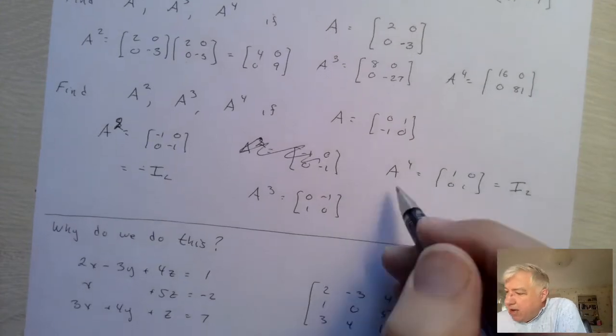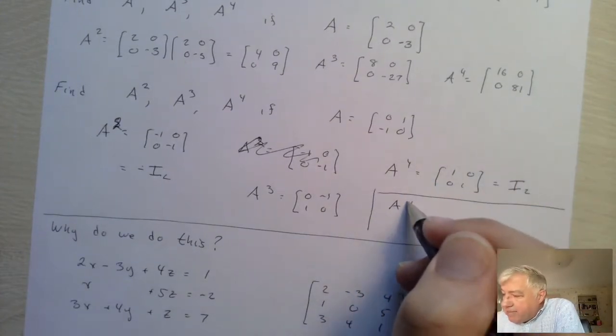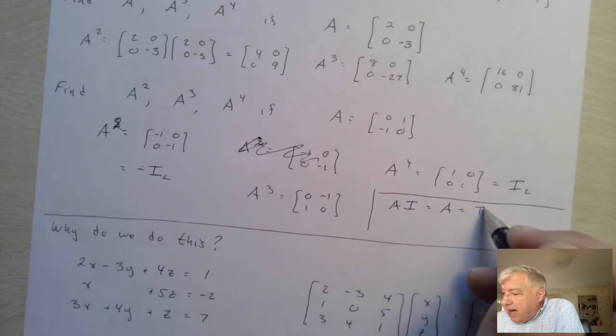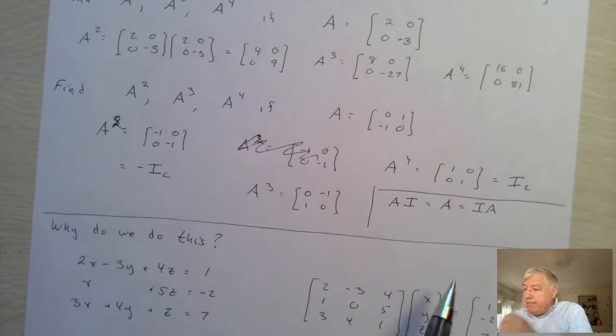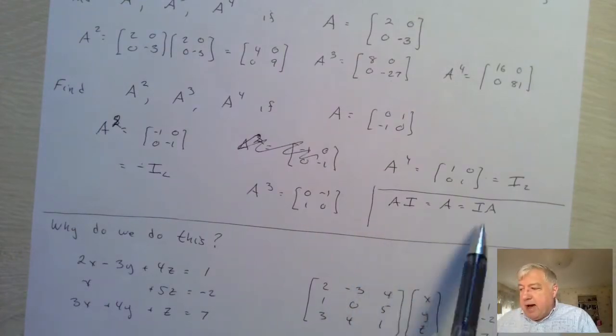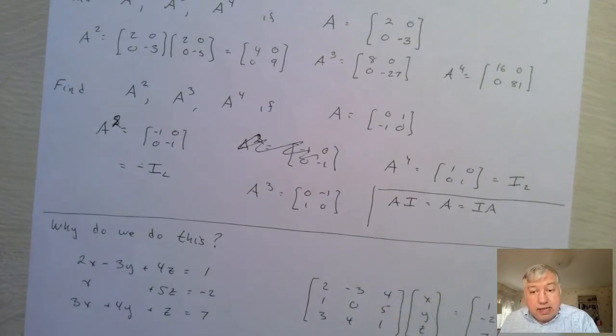I should say right here that in general, A times I is the same as A, and that's also the same as I times A. As long as A and I have the same dimensions, this is true, and that's why the identity matrix acts as an identity element. We'll get into more of that in the next section.